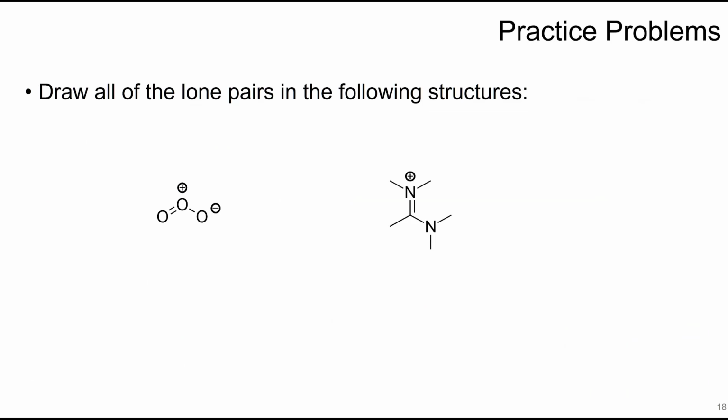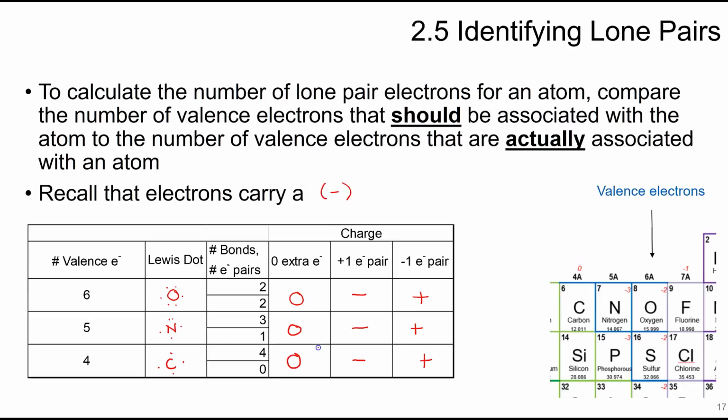So we'll look at this practice problem, so you can go ahead and try to do that. Drawing all the lone pairs in the following structures. You want to use that table from the last slide to see how many are supposed to be there. So this oxygen right here has no electron pairs on it currently, and it has no charge, which means it's neutral, so we should have 2 electron pairs here. If it's a positive charge, it'll be short 1 pair of electrons. If it's a negative charge, it should have 1 extra pair of electrons. And if it's no charge, then it should have 0 extra pairs of electrons.